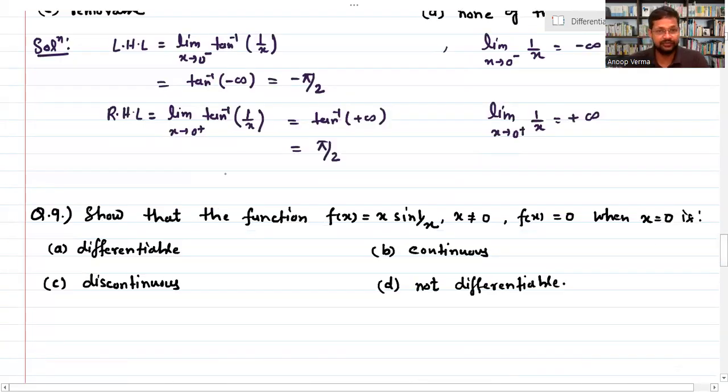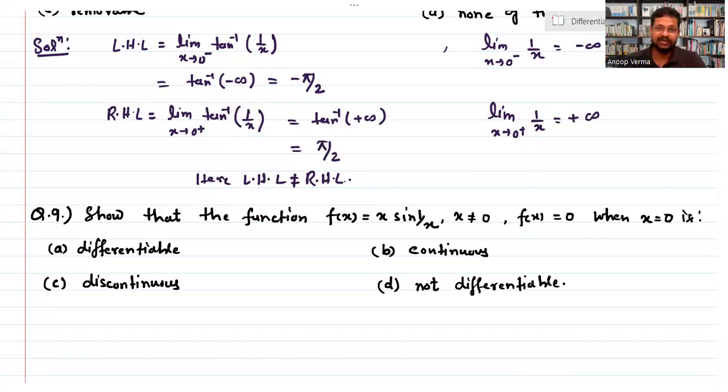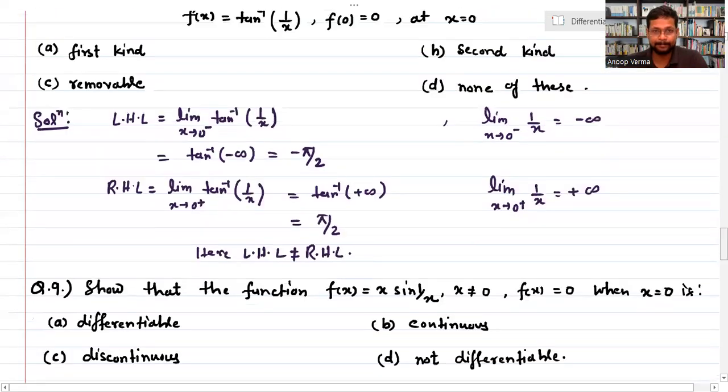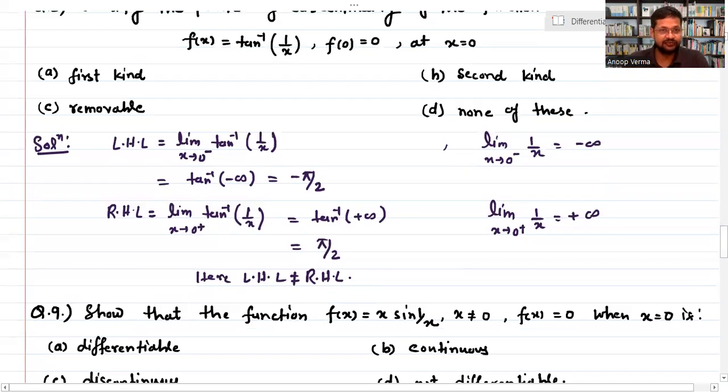but both are not equal. So here we can see the left hand limit is not equal to the right hand limit. So that discontinuity in which the left hand limit exists, the right hand limit exists, but both are not equal, is called the first kind of discontinuity. So here the discontinuity is of the first kind.